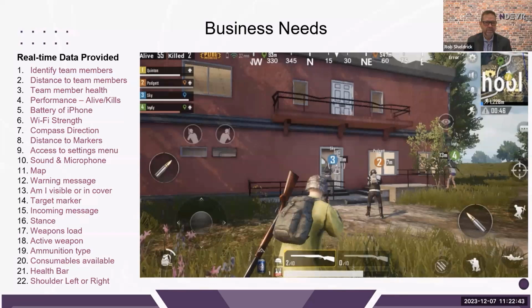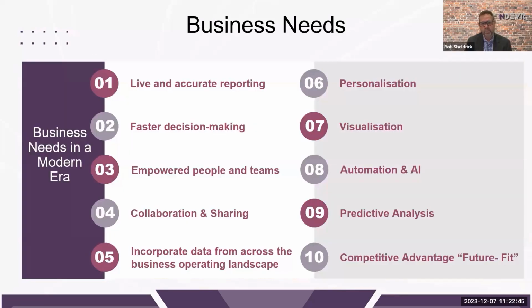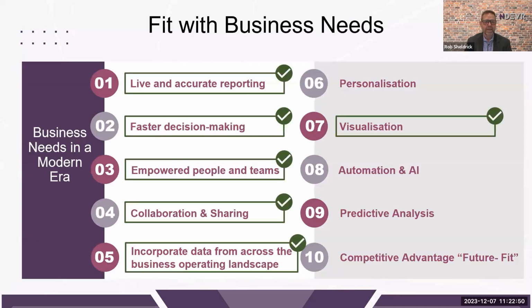Yeah, absolutely. So look, let's close this bit off. We talked earlier about the benefits, so let's just test how we went with our analogy around that. So this is why people need information. We have to change because we want live and accurate reporting. So clearly my game analogy has that. We want faster decision making.